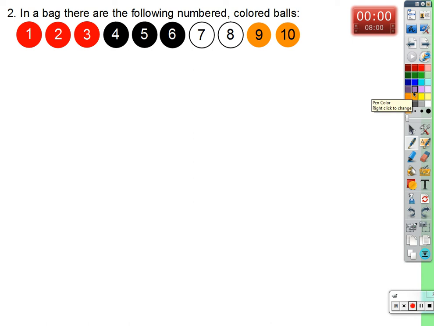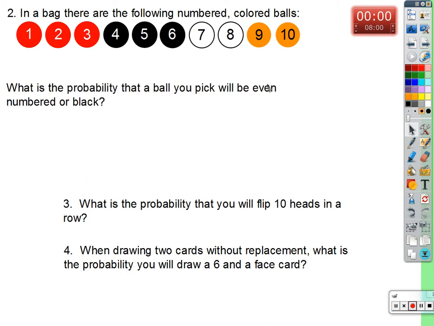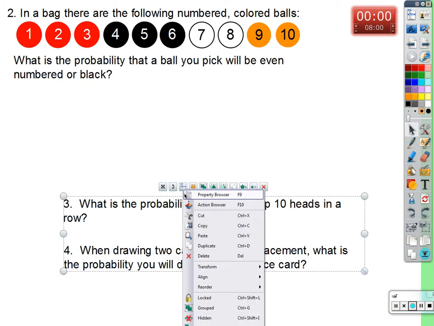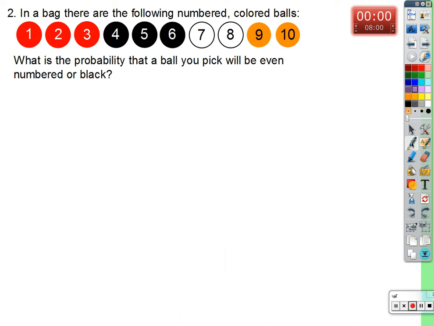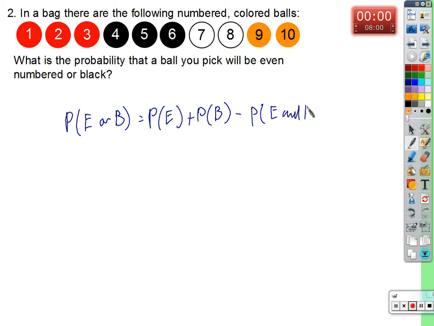We can see them now. It's a little easier to do these probabilities if it's possible to see the possibilities. So the bag is full of numbered and colored balls. I got rid of the question, I guess. Gotta have a question. So the probability of what? Probability that a ball you pick will be even numbered or black. So even or black: what's the probability even plus the probability black minus the probability of even and black?